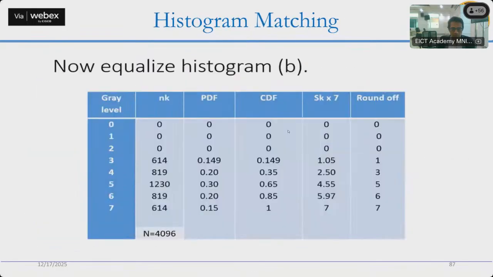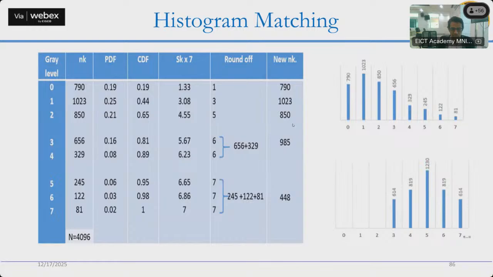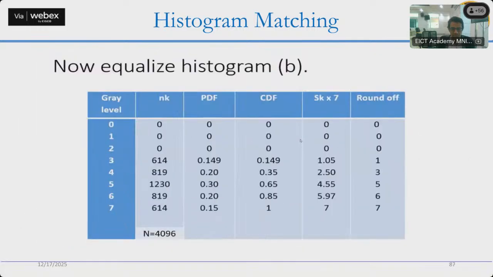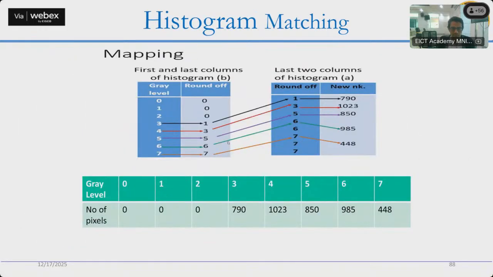Last two columns actually we have taken. This one is the rounded-off value. But why are we doing it? We are doing it because we want to find out the new histogram. How will you find out the new histogram? When we are able to map the gray level to the new frequency. So what is the new frequency?